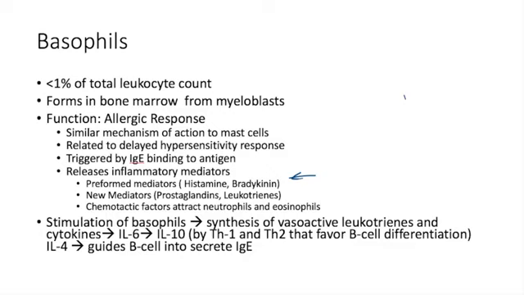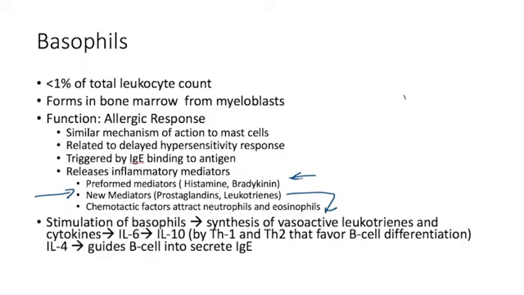Stimulation of basophils actually induces vasoactive lipid molecules, and that is these new mediators. So this process here to get these new mediators is this here. Stimulation of the basophils leads to synthesis of vasoactive leukotrienes and cytokines. The cytokines include interleukin 6, interleukin 10. This is by way of T helper 1 and T helper 2 cells that favor B cell differentiation. So like I said earlier, this stuff is all linked together. And then that guides B cells into secreting IgE.